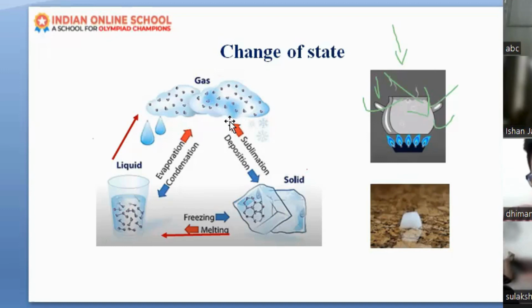So how many processes did we learn in this slide? Can you tell me the names? First is evaporation, condensation, sublimation, and deposition, or desublimation. You can also say freezing and melting. Very good. Perfect.